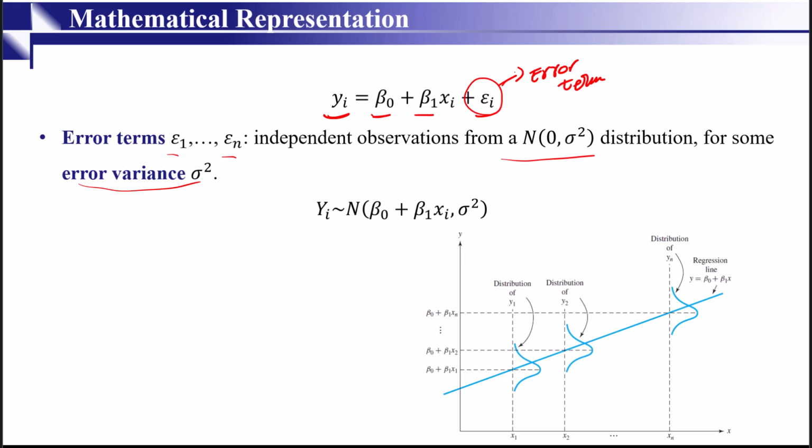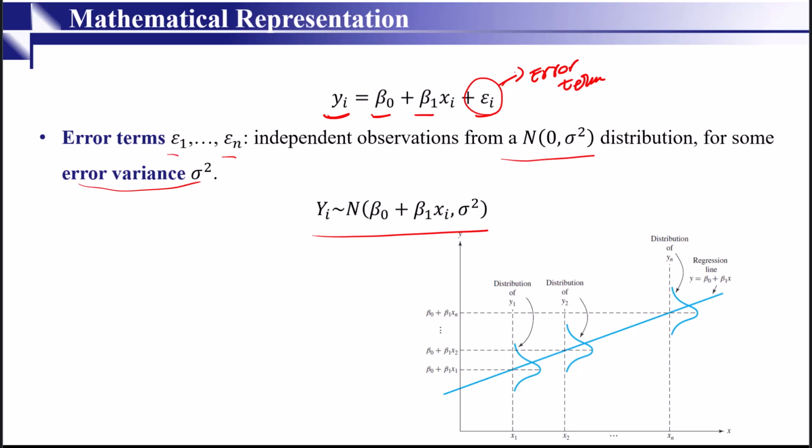This implies that the values y1, y2 up to yn are also observations from independent random variables, and they follow a normal distribution in this way: yi follows a normal distribution with mean beta 0 plus beta 1 xi and variance sigma square.